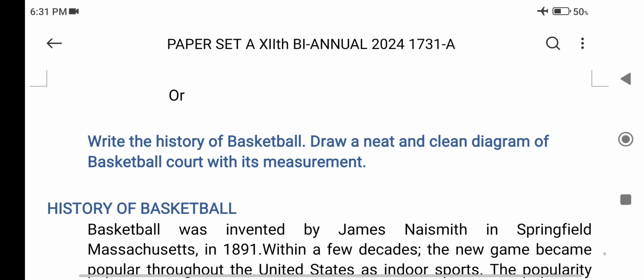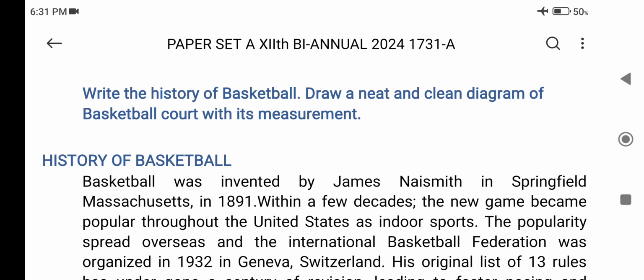Or write the history of basketball. Draw a neat and clean diagram of basketball with its measurements.